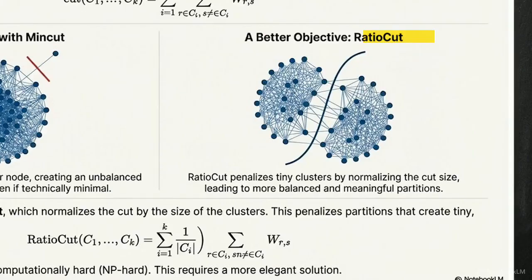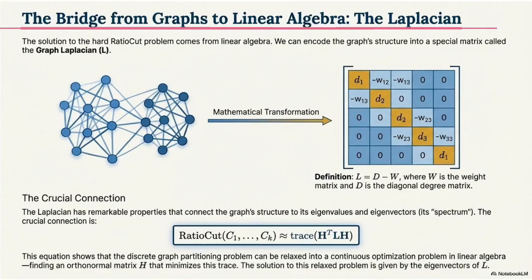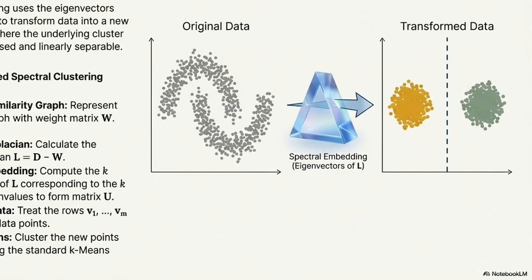This ratio cut diagram shifts the objective toward identifying the mathematical cut that partitions the graph into subgraphs. The goal is to find a balanced slice that severs the weakest connections between groups. This transformation illustrates the bridge to linear algebra, the graph Laplacian. This matrix encodes the entire structure of the node network into a grid of numbers, allowing us to analyze the graph's properties mathematically. Analyzing this matrix allows us to compute eigenvectors that act as a spectral embedding.